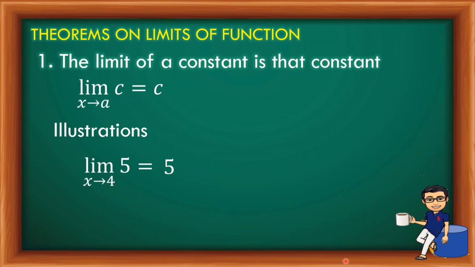Let us have another example. If I have limit of 10 as x approaches 5, again, the constant value here is 10. Since 10 is the constant value, the answer will be 10. Hence, we have limit of 10 as x approaches 5 is equal to 10. That's all about the first theorem. Let's have the second one.